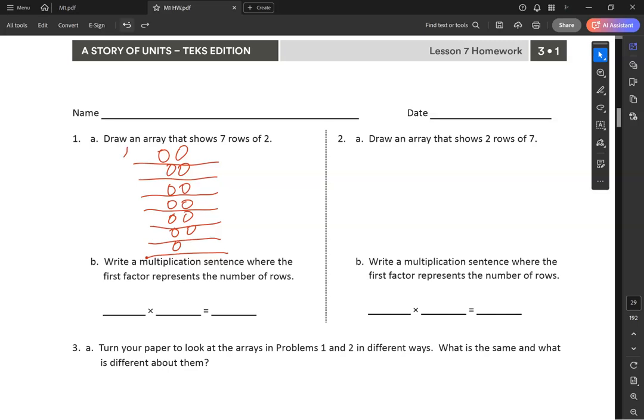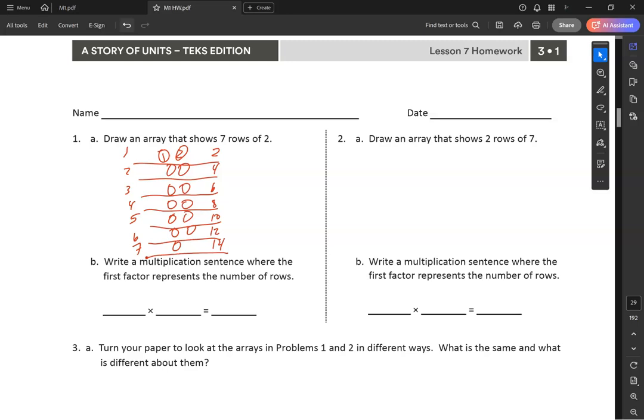Now I label 1, 2, 3, 4, 5, 6, 7, and 1, 2. So they're counting by twos. 2, 4, 6, 8, 10, 12, 14. Now remember, if I'm going too fast, just pause the video or rewind or whatever you need to do, because remember I only have 10 minutes to make the video. So I try to get through it pretty quick so that I cover everything.